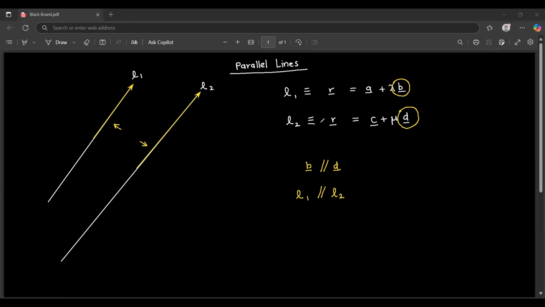So how can you prove two direction vectors are parallel to each other? Simple. If b = kd or d = kb, where k is a real number, then you can say b is parallel to d, or d is parallel to b, vice versa. So let's do a question to quickly understand what I mean by this.